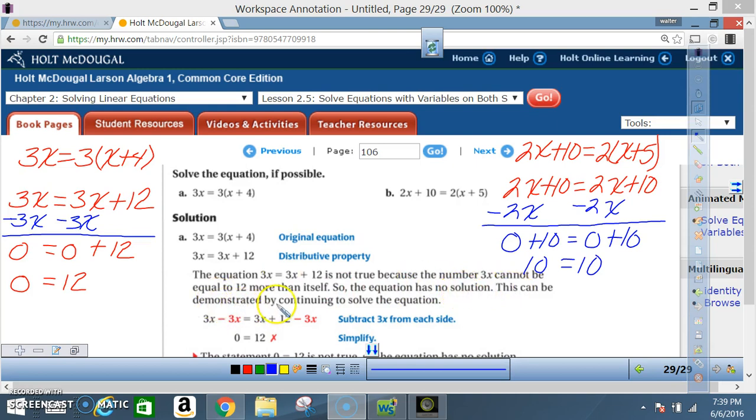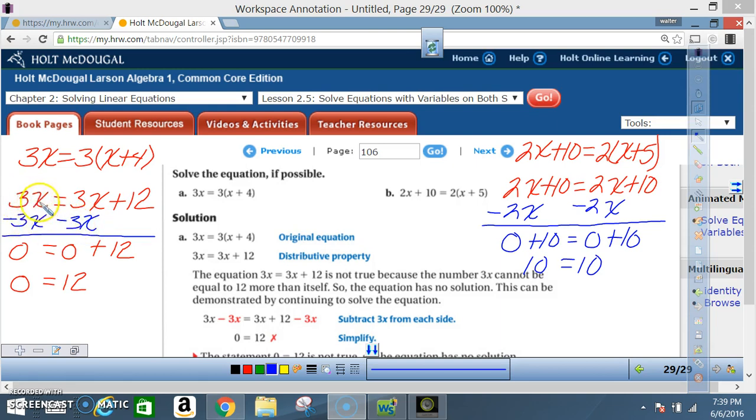This can be demonstrated by continuing to solve the equation. Let's do that right here. Right now we have an equation with variables on both sides. That means we have to get the variables to one side. Since the variable is the same, 3x and 3x, it does not matter which one we move. So a positive 3x, to move it, I'm going to add to it a negative 3x, a negative 3x on this side and a negative 3x on that side.